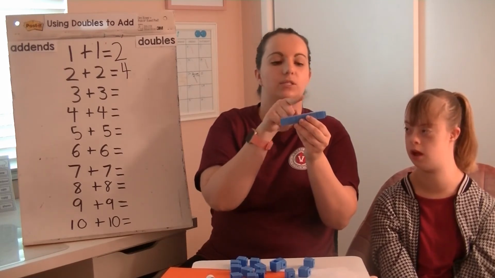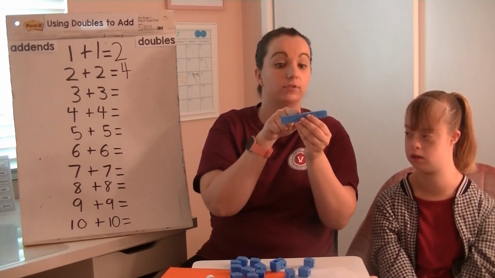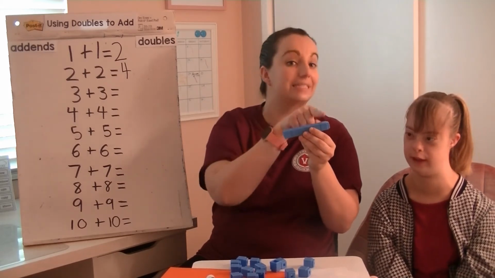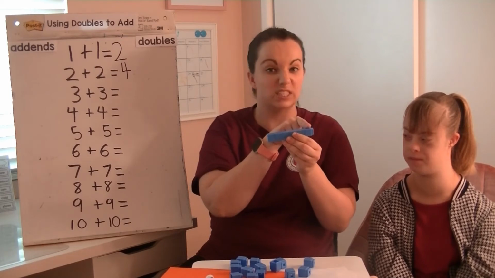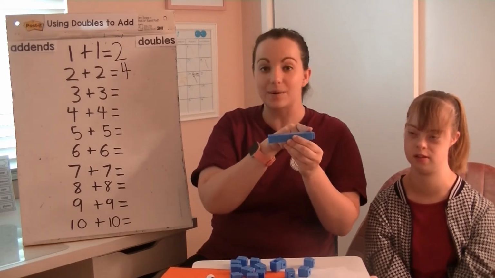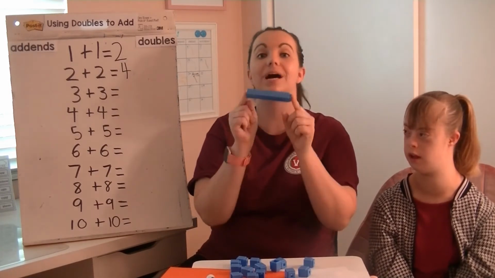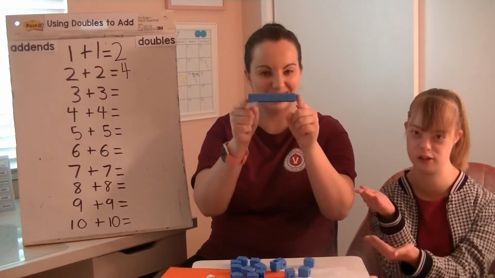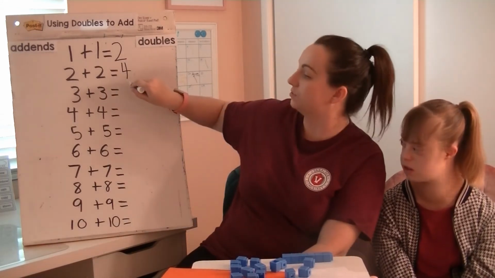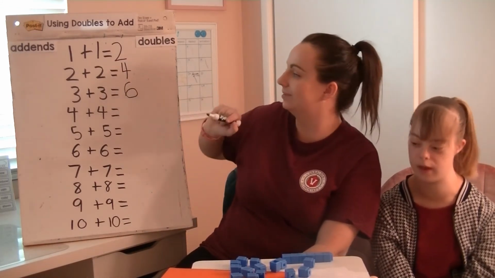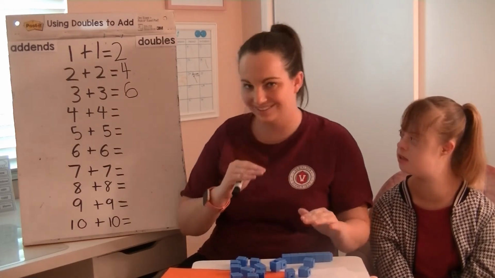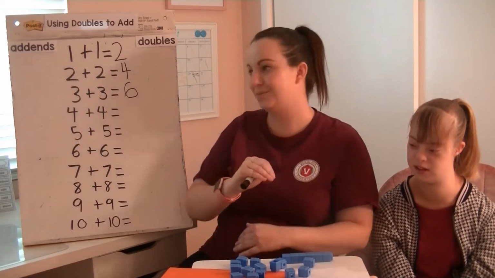3 plus 3 more. Let's keep counting on. After 3 comes 4, 5, 6. So what was the last number I counted? I said 6. Good. So 3 plus 3 equals 6. 3 plus 3 is 6. We're going to do the whole song later. Just give me a sneak peek. Keep you watching. Keep you learning.